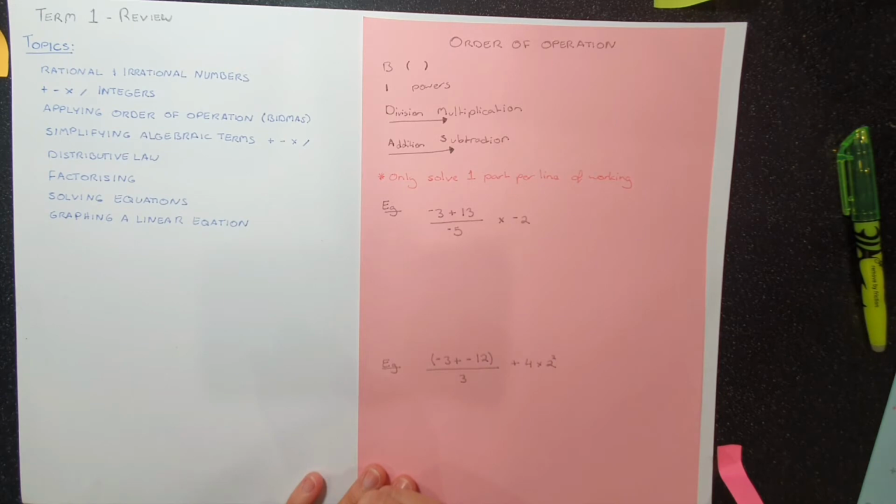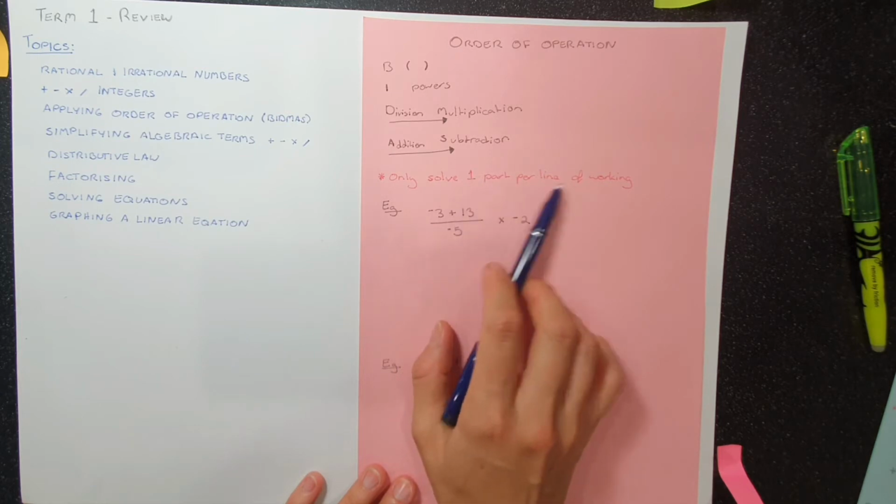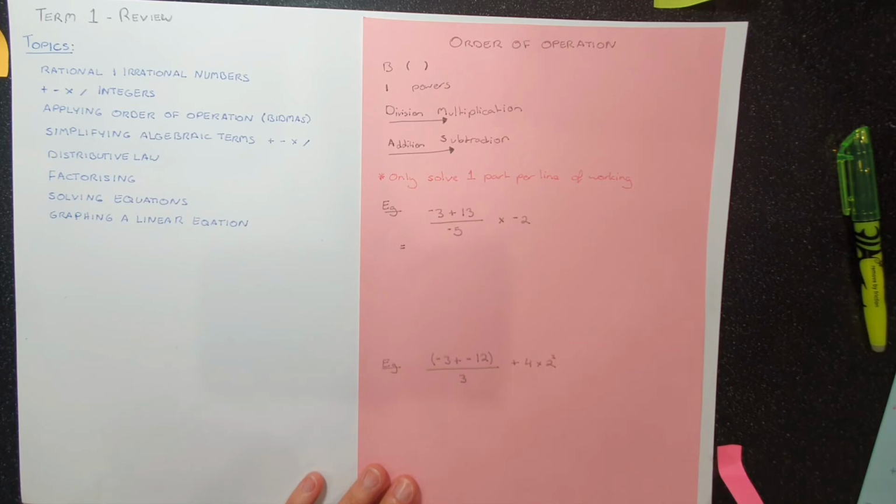All right, let's have a look. I'm going to show you how to work these out. Quick little note there, I've got written down, only solve one part per line of working. So let's have a look at exactly how much working out I should be seeing from you.